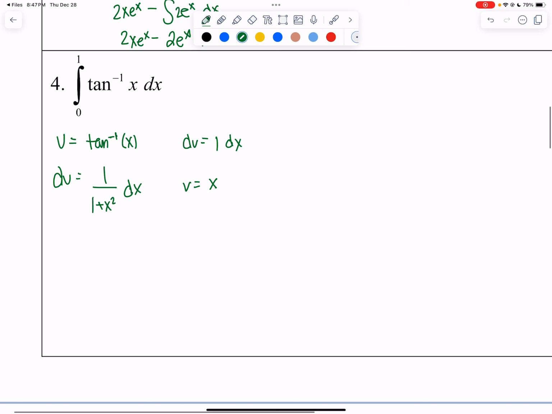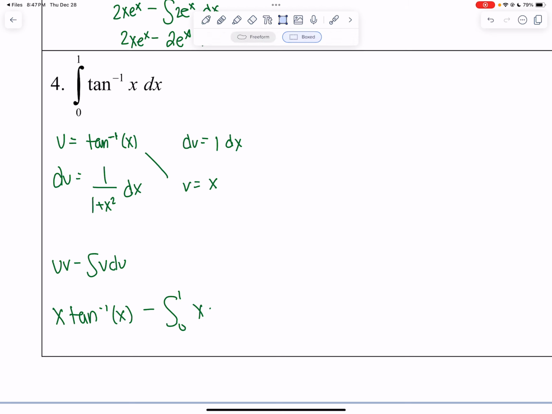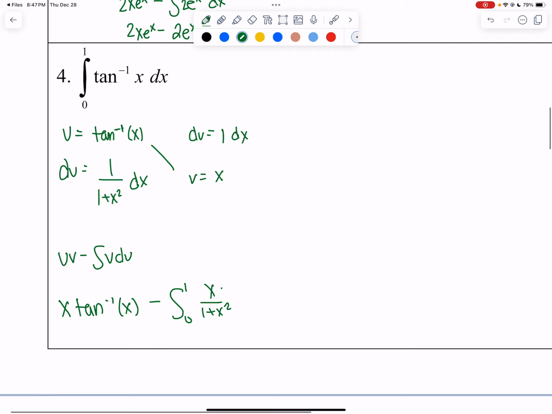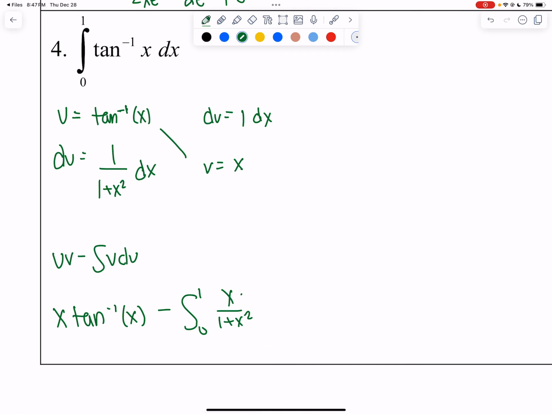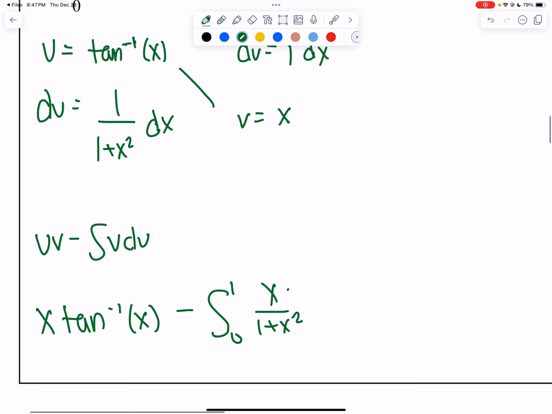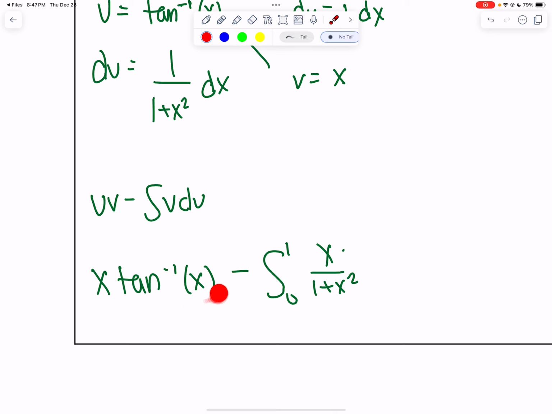All right, so you have uv minus the integral of v du. Multiply across: x inverse tangent of x, minus the integral of v, which is x, and then du, which is 1 over 1 plus x squared. Now, because this is a definite integral, you still want to have bounds here on the left side, even though it's not explicitly stated. Remember that your bounds are still from 0 to 1.